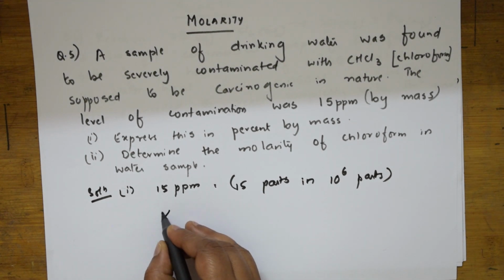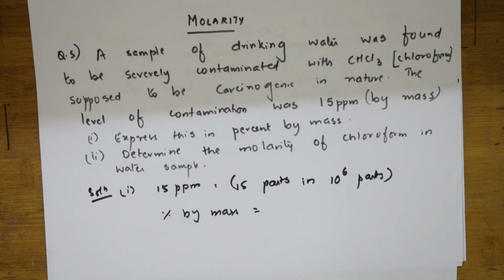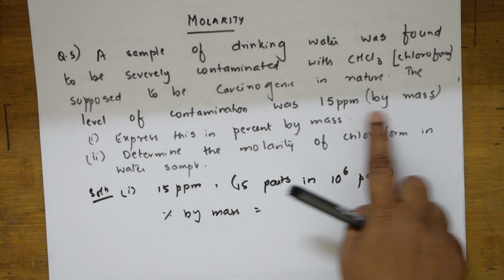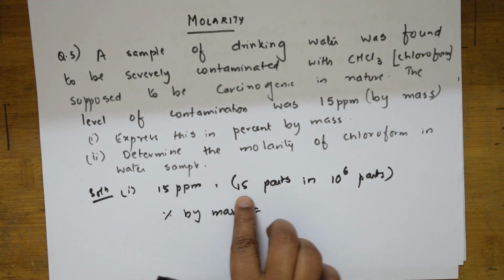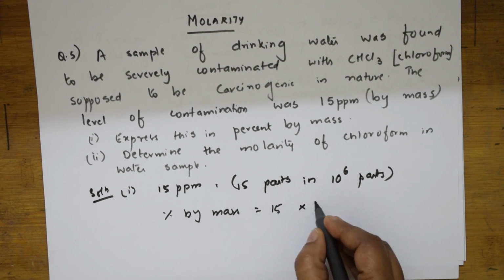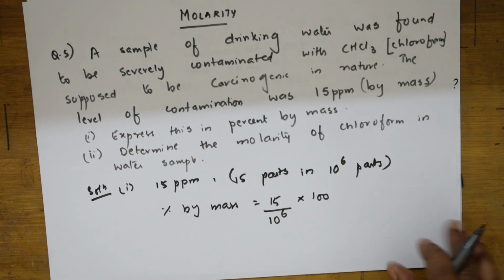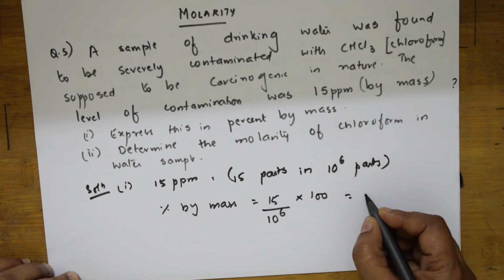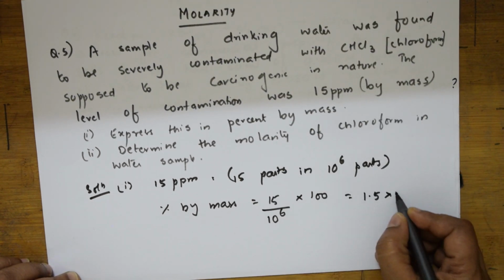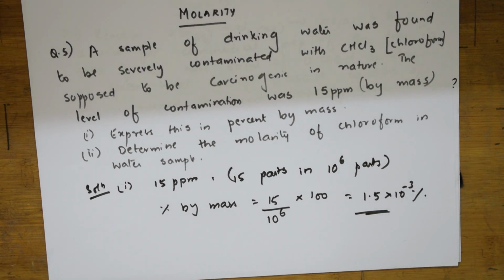Now percent by mass. When I have to calculate, the mass of the solution they've given in terms of 15 ppm, which I've already written. Pick that here: 15 into 100, because it is a percentage, divided by 10 raised to 6. So how much do I get when I solve? I get an answer of 1.5 into 10 raised to -3 percent. This is your ppm conversion. Fine. Let's come back and do the next one.